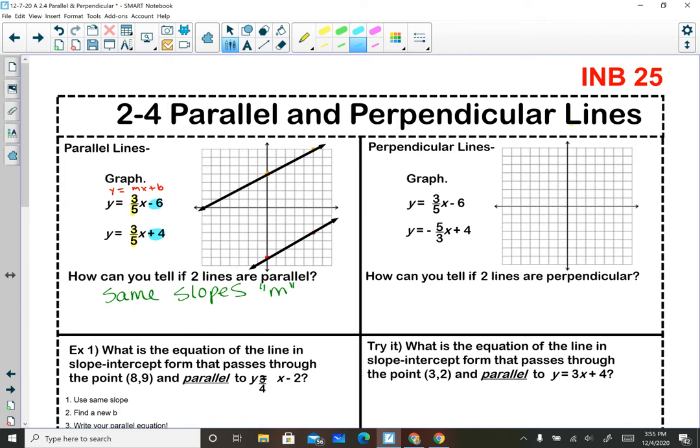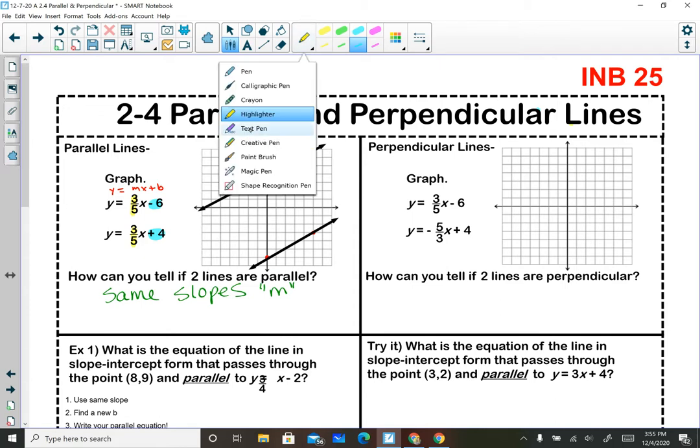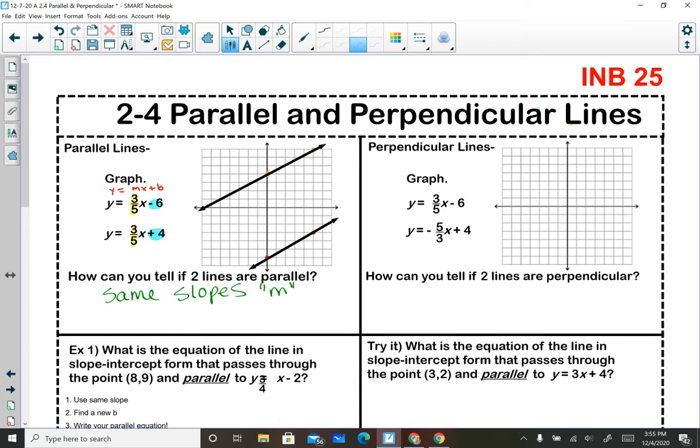Now, the reason the b will have to be different is because if it was the same, like if they were both -6, it'd be the exact same line. So the b's or the y-intercepts do have to be different. So this one, like you have a graph down at -6, and this one you have a graph up at +4. So they're going to be two different lines because the y-intercept is different. So they have to have the same slope, but they have to have different y-intercepts, or the b.